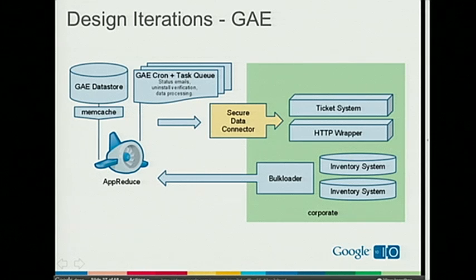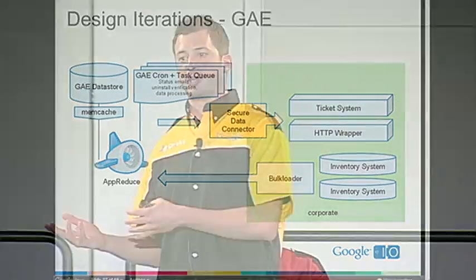The new piece here is the section up top, the GAE, cron, and task queue. Task queues are a way to run code in the background on App Engine, independent from the user's interaction with the site. We use this for various reasons, but I'll give you a couple of examples. First off, status emails. We send Googlers emails on a regular basis, reminding them of AppReduce, reminding them of the licenses they have on their machine, and asking them to come uninstall applications that they no longer need.